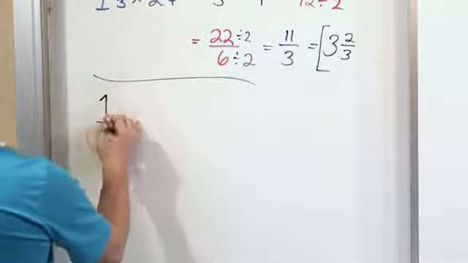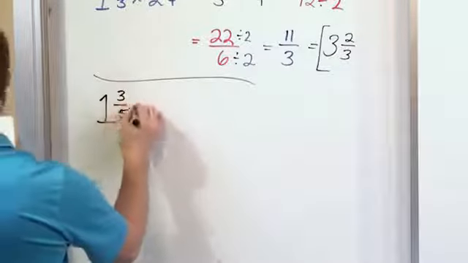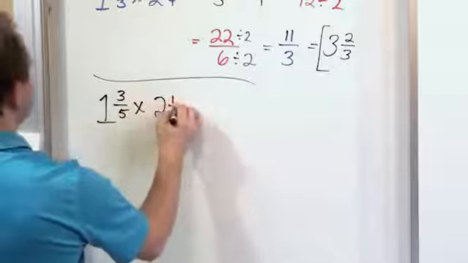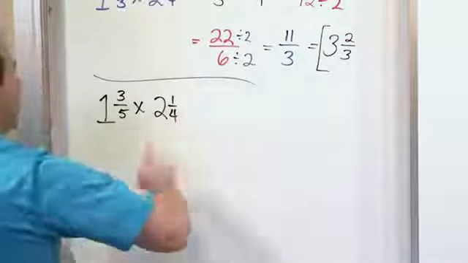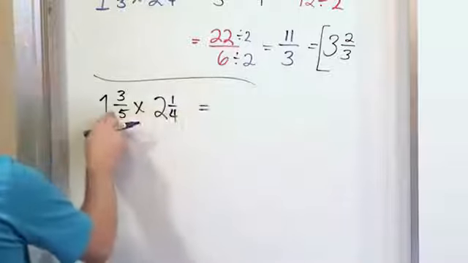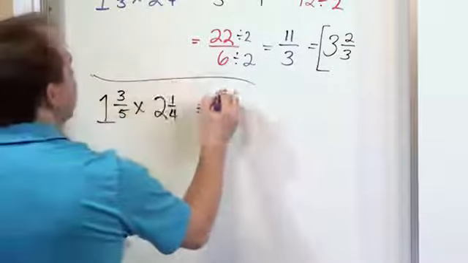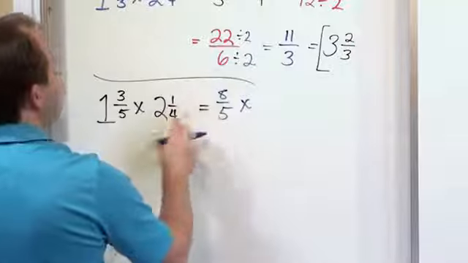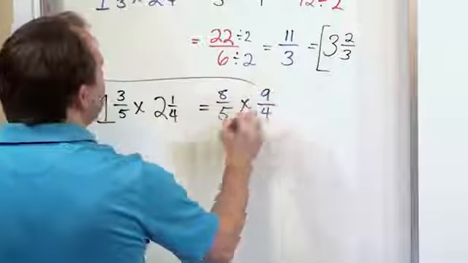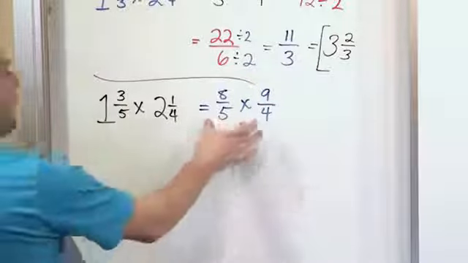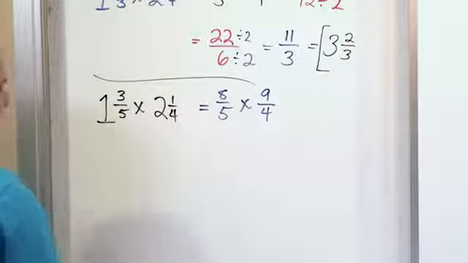Now what if we have 1 3/5 times 2 1/4, and we would like to multiply these together? Well, the first thing we do is we convert. 1 times 5 is 5, plus 3 is 8, and we write that over 5. This one's 2 times 4 is 8, plus 1 is 9, over 4. So these are the two fractions in terms of their improper fractions.